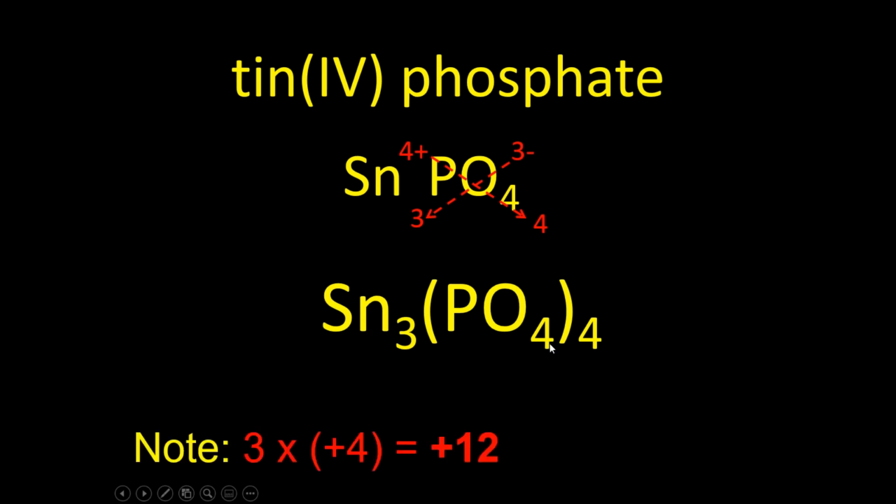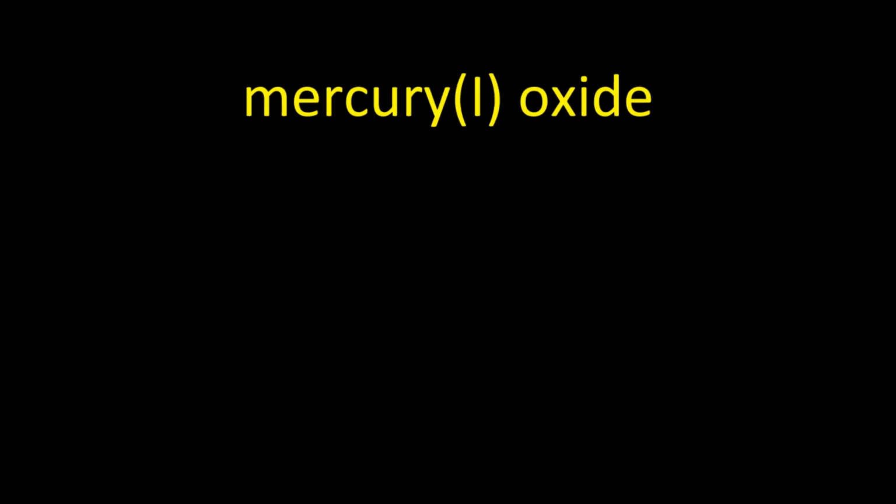Okay, so again, this time we knew from the name that there was a +4 charge on the tin. And so 3 times +4 is +12. That's the positive part of the ion. And we have 4 phosphates, each one of them with a -3 charge. We've got a -12 overall. So -12 and +12 means that the total charge on the whole compound overall is 0.